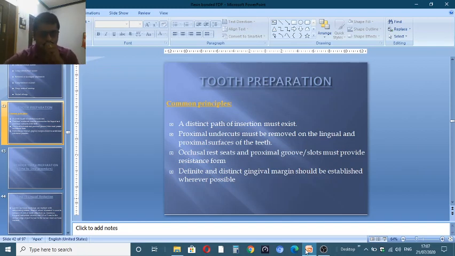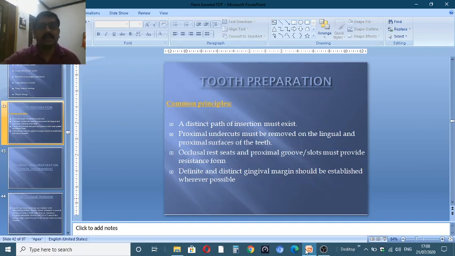Good evening, everybody. In the last session, we were discussing resin bonded FPD, and we have seen the classification, details of each classification, their advantages, disadvantages, indications, and contraindications. In this second part, we will go through tooth preparation, both the anterior tooth preparation and the posterior tooth preparation. For the tooth preparation, we have some common principles.